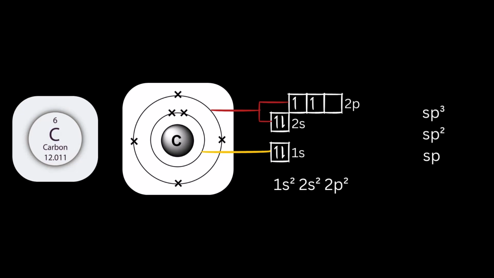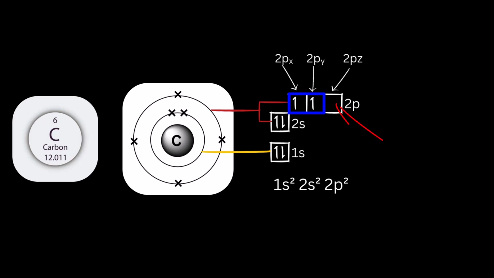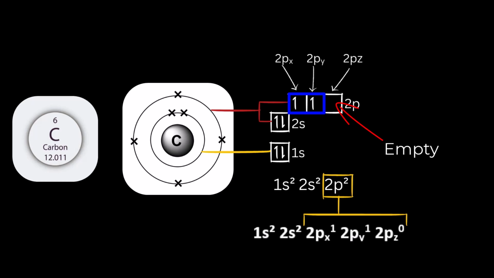To start, carbon's ground state configuration, as stated earlier, is 1s2, 2s2, and 2p2. But there are 3 available 2p orbitals, which are 2px, 2py, and 2pz. So for the 2p2 orbital, the 2 electrons occupy 2 of the 3 available 2p orbitals, that is the 2px and 2py, thereby leaving the 2pz orbital empty. This means that the actual ground state configuration of carbon is shown as 1s2, 2s2, 2px1, 2py1, and 2pz0.